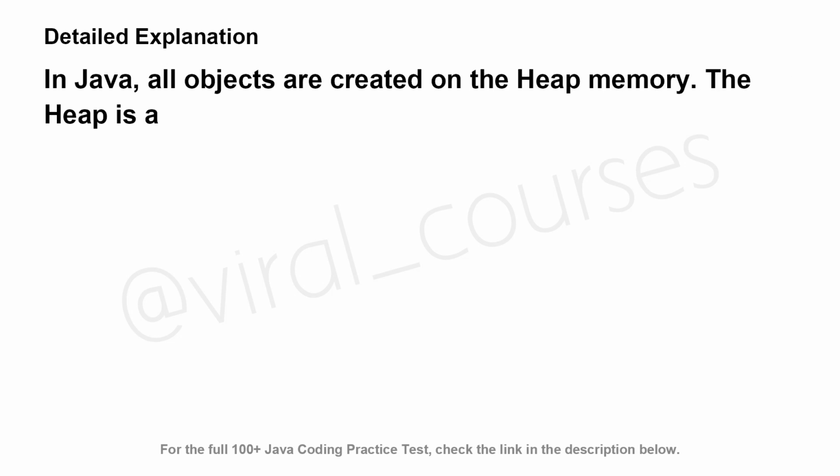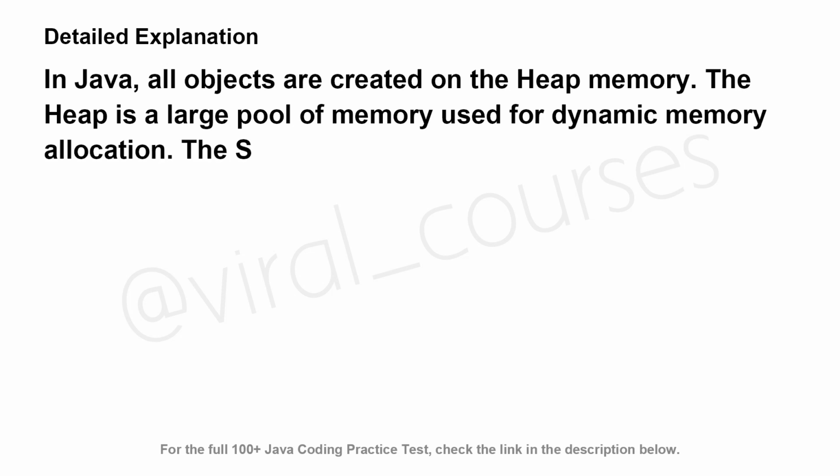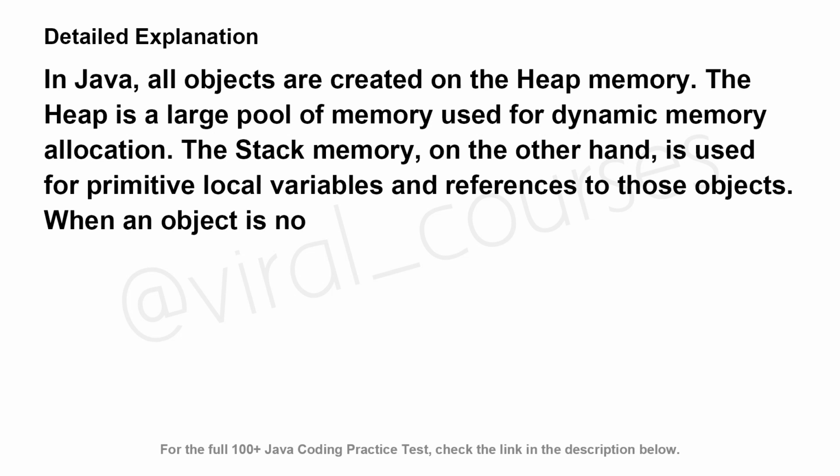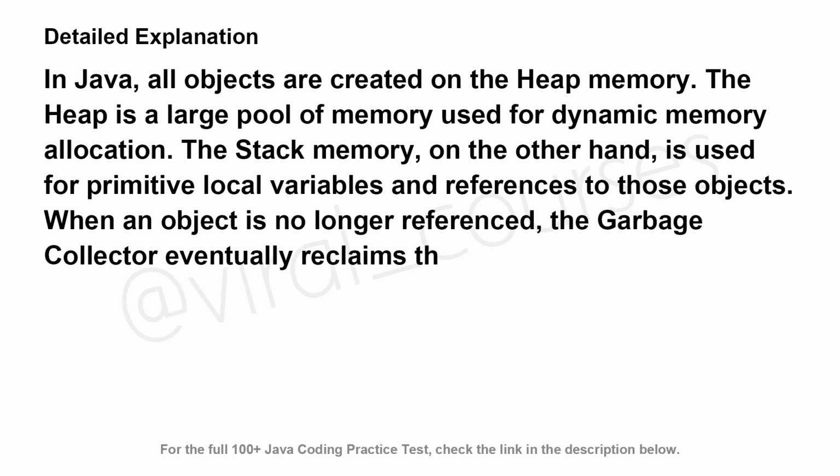The heap is a large pool of memory used for dynamic memory allocation. The stack memory, on the other hand, is used for primitive local variables and references to those objects. When an object is no longer referenced, the garbage collector eventually reclaims the heap space it occupied.